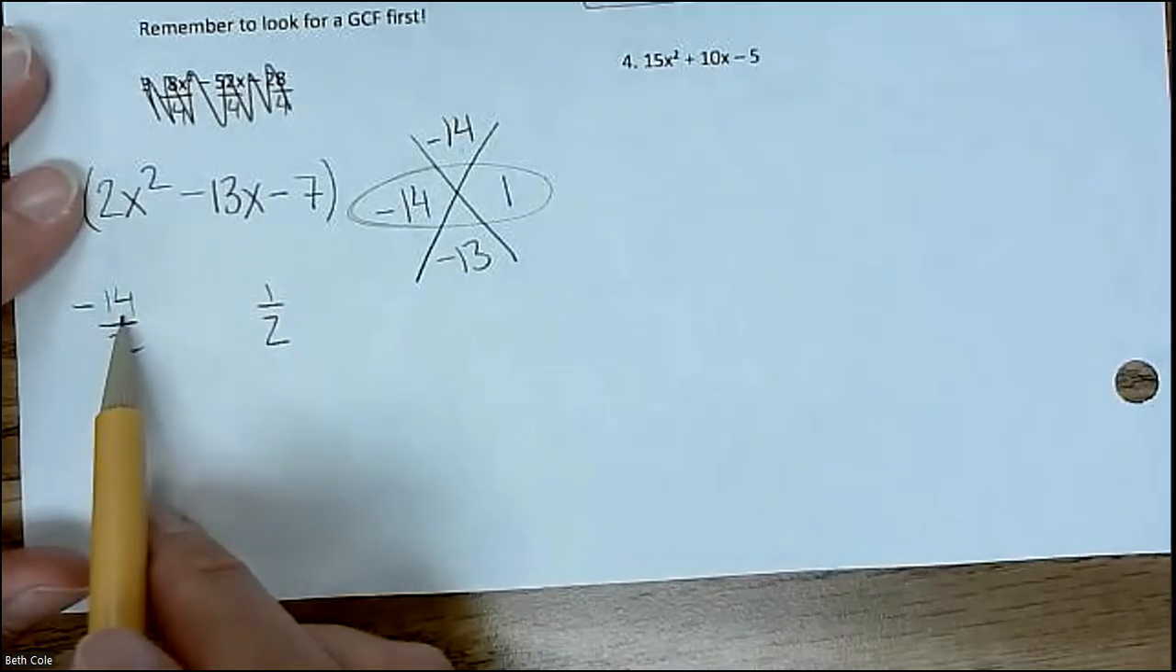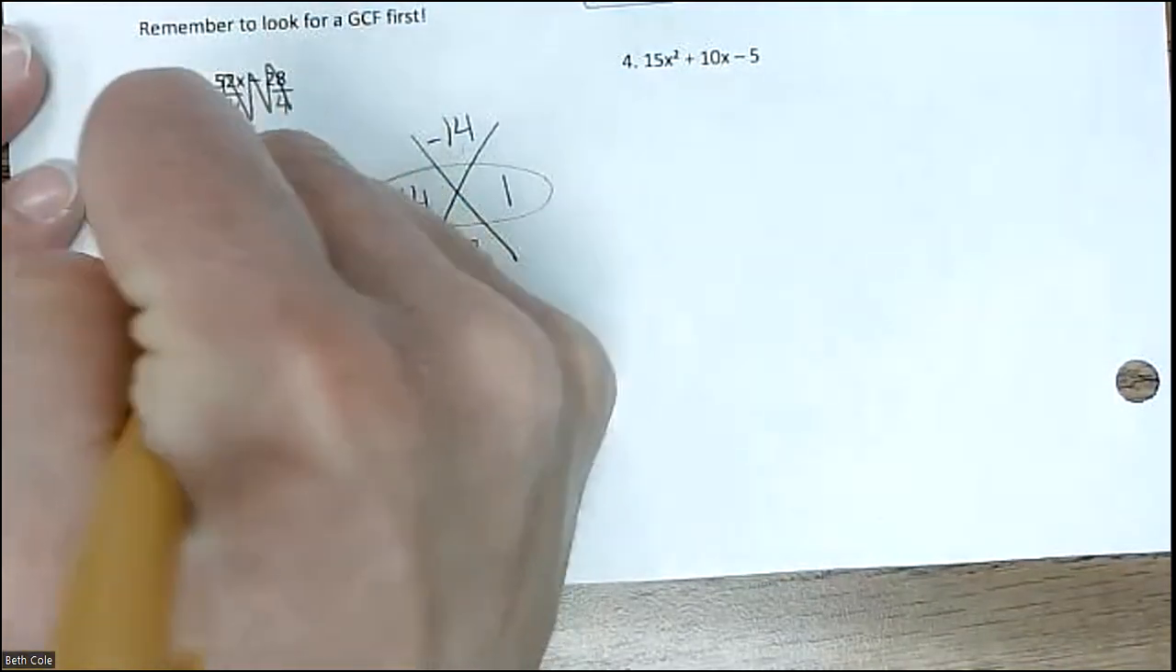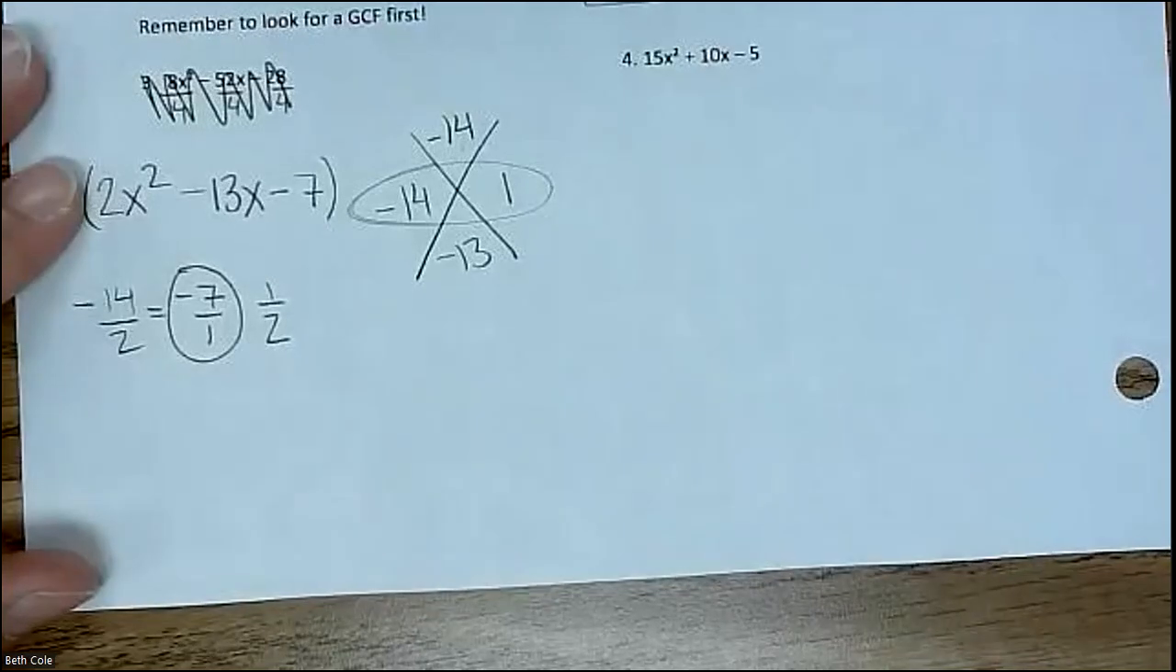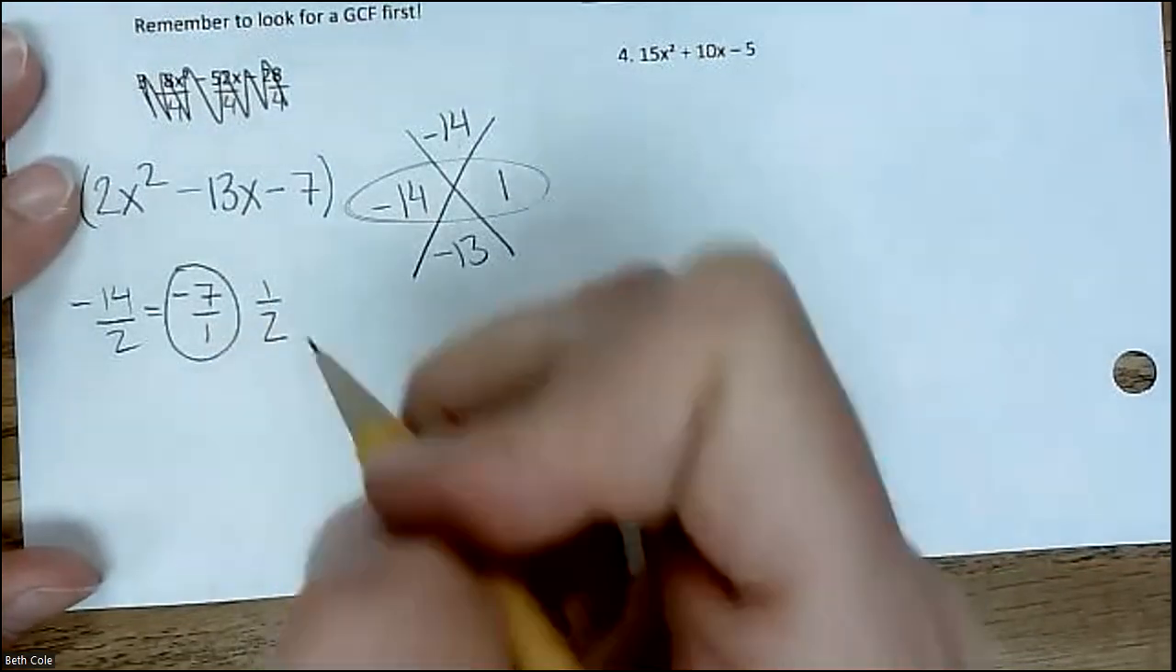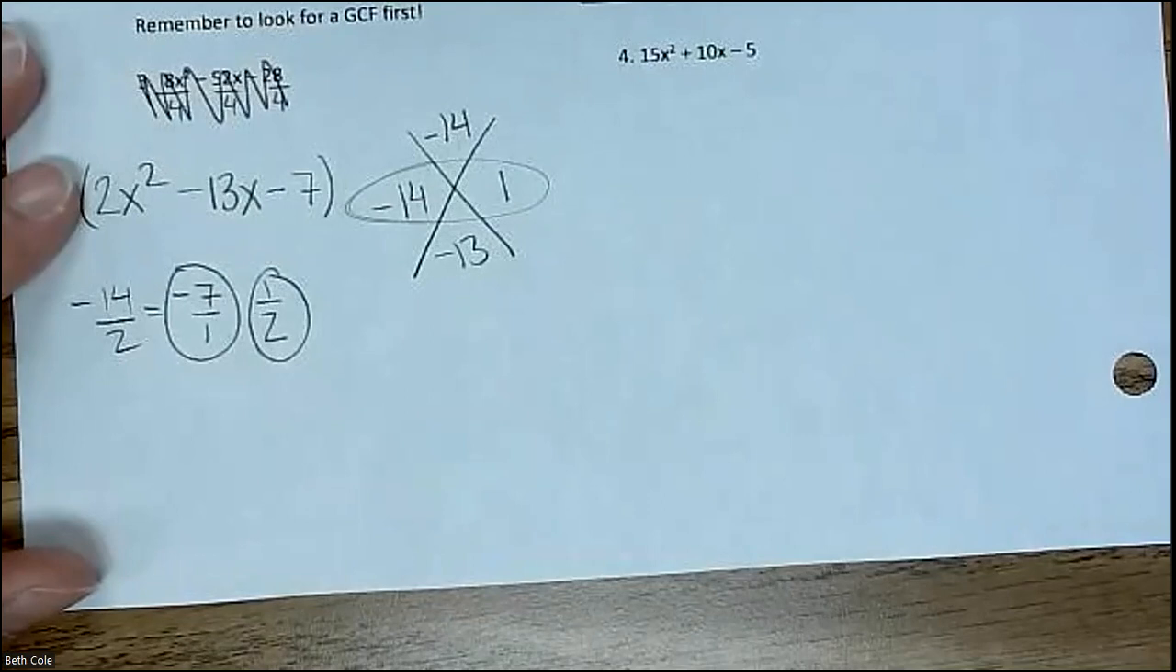All right, this will reduce to negative 7 over 1. Leave the 1 in there. This one won't reduce, so just leave it.